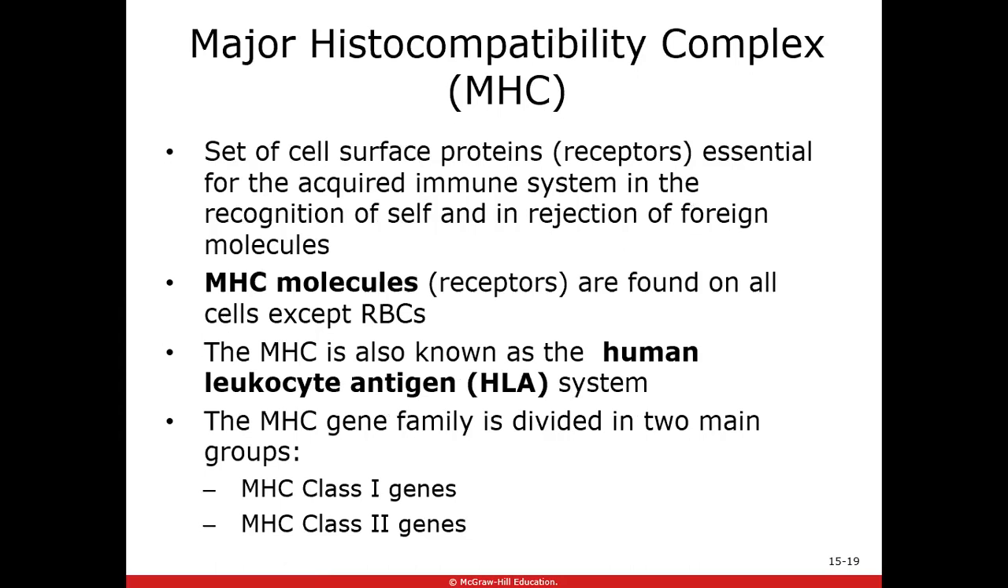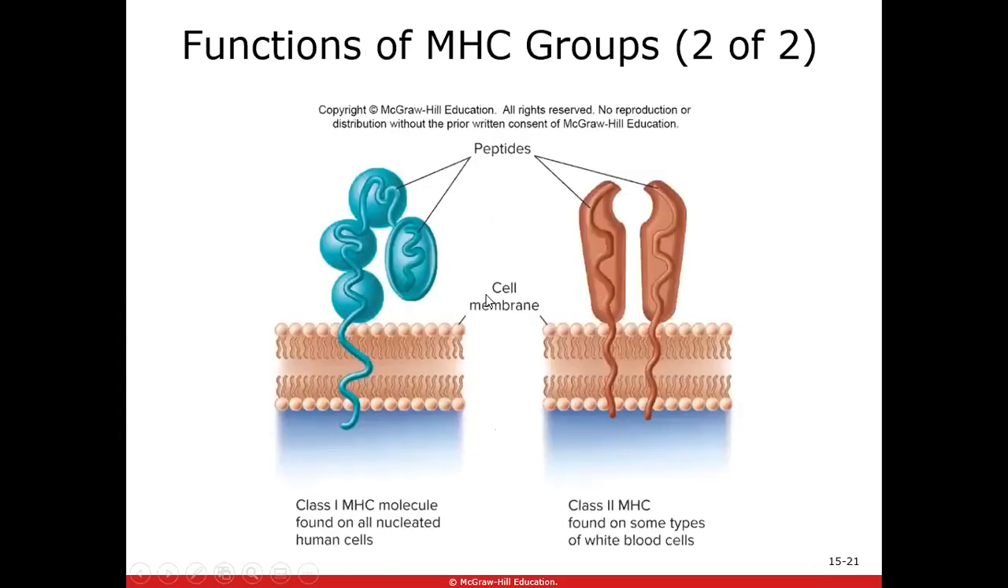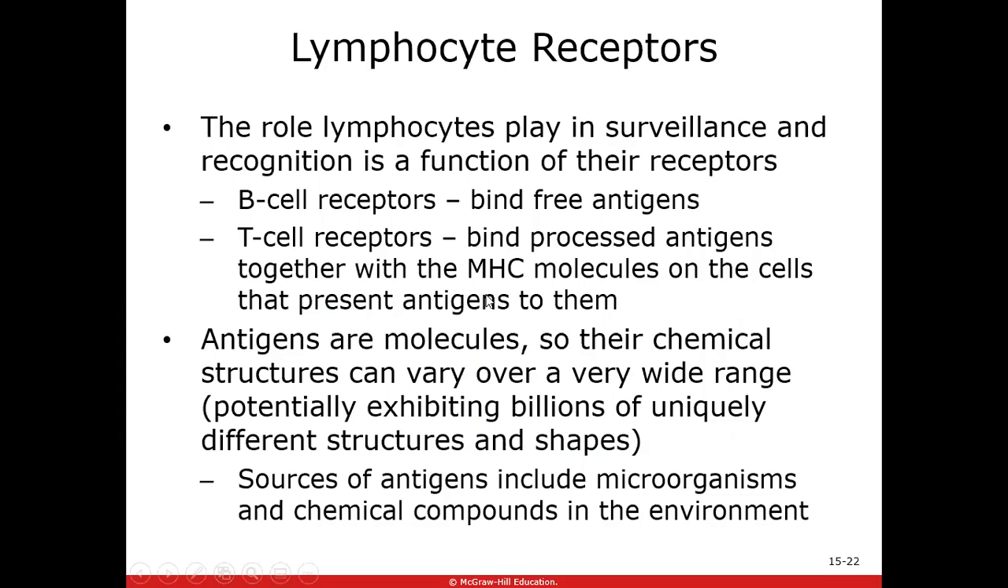So, the major histocompatibility complex. It is a set of surface proteins, which are receptors. They're essential for the acquired immune system, the recognition of self, and the rejection of foreign molecules. I'm not going to ask you about the major histocompatibility complex. We can read through it though. It talks about type 1, type 2, or class 1, class 2. Like I said, I'm not going to actually talk about that.